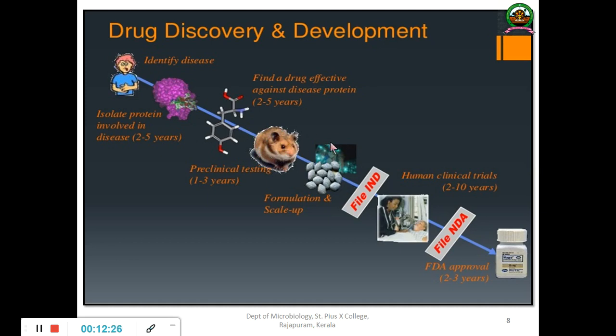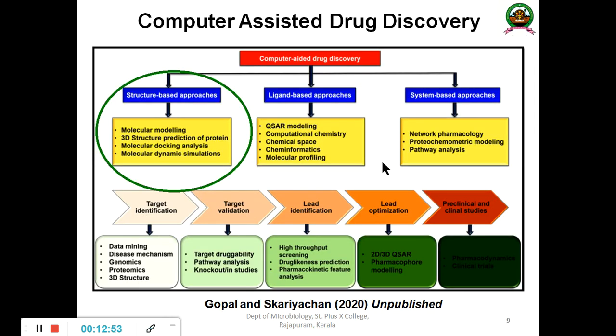Finally it will reach formulation and scale up, and they will try to file a patent. In the human clinical trials it will take a lot of years, and if the company is so lucky they will be able to come up with the drug. So all these slides I am showing make the point that the discovery of a drug is a very, very complex process. That is the complexity associated with drug discovery.